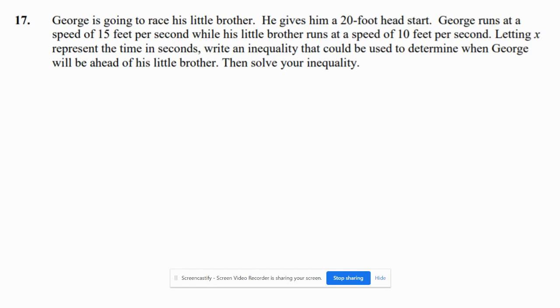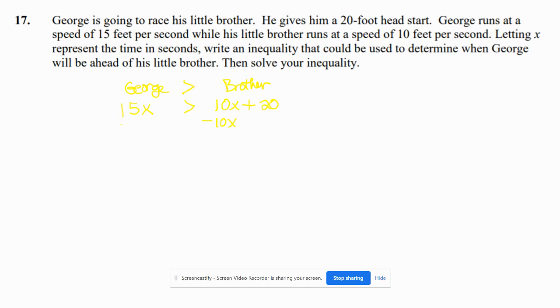So we're going to have George. We're going to have his brother. And we want to know when George will be ahead, so when he will be greater. Okay, so George runs at 15 feet per second, so we're going to have 15 times how many seconds he was running for. We don't know, but they called it x. His brother runs 10 feet per second, so 10 times x, plus they gave him a 20-foot head start. Okay, we can go ahead and solve that.